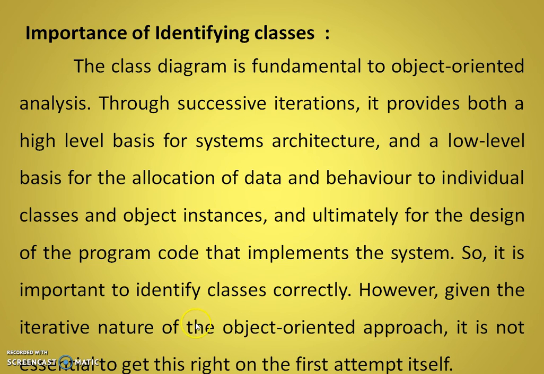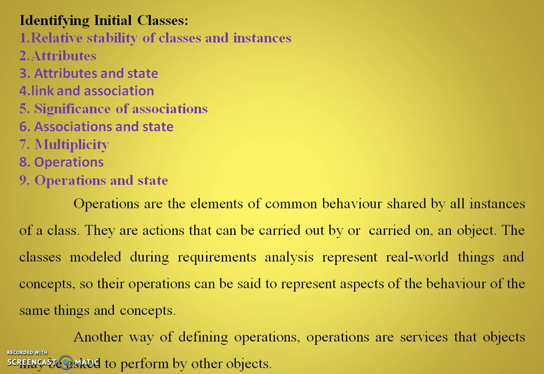However, given the iterative nature of the object-oriented approach, it is not essential to get this right on the first attempt itself. While identifying the classes, the following details have to be added, and the list can be: relative stability of classes and instances, attributes and state, link and association, significance of associations and state, multiplicity, operations and state.